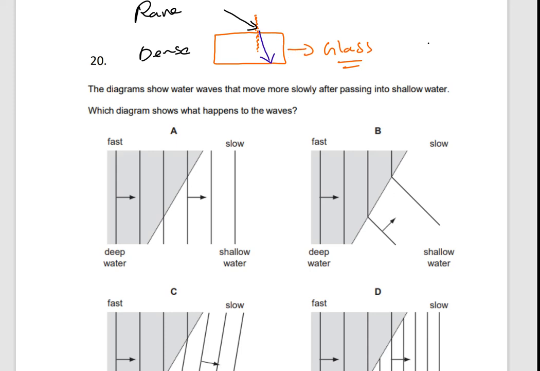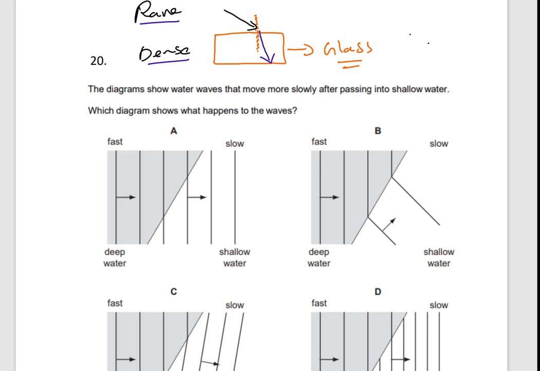So remember that when the light ray is going from the rarer to the denser medium, it slows down, so it bends towards the normal. On the flip side, if you make it the other way around, going from a denser medium to the rarer medium, then the opposite would occur. The light would speed up. That means it would bend away from the normal.